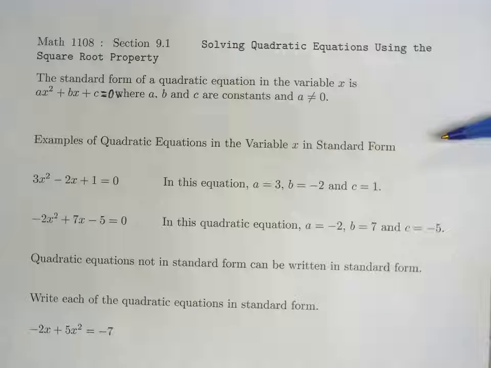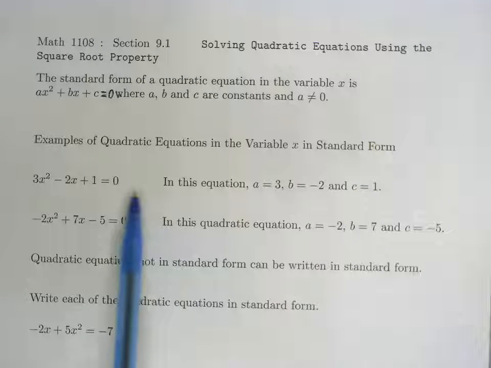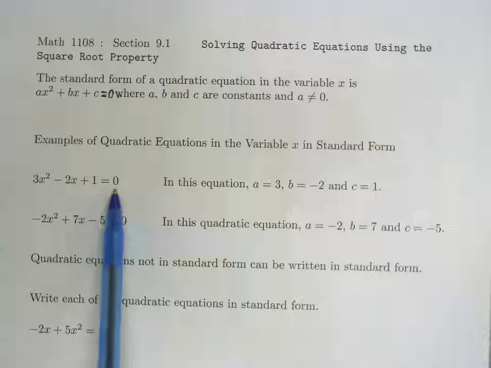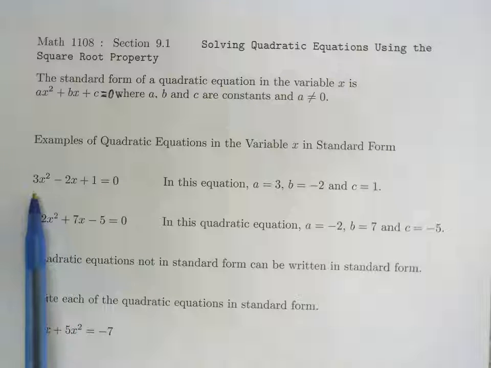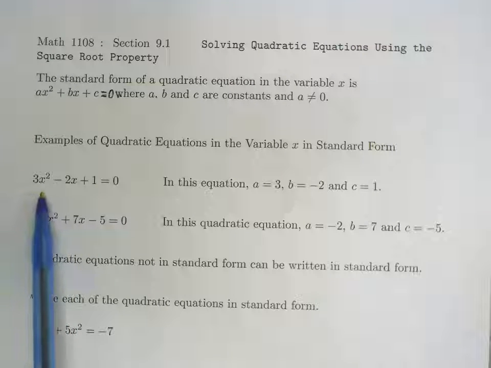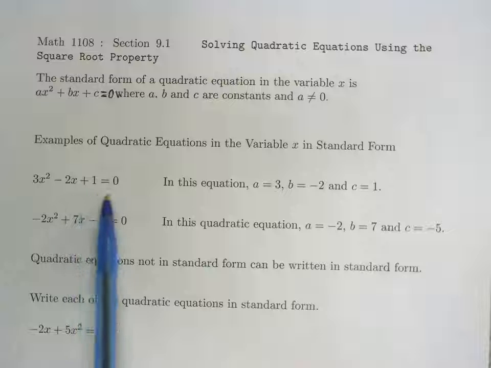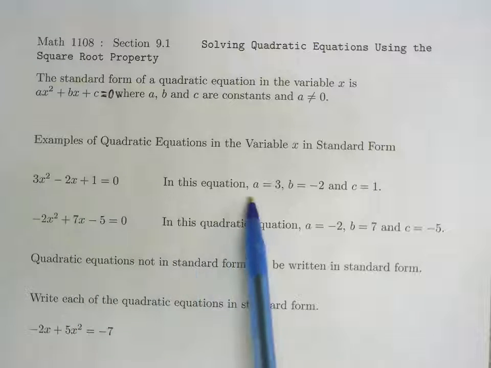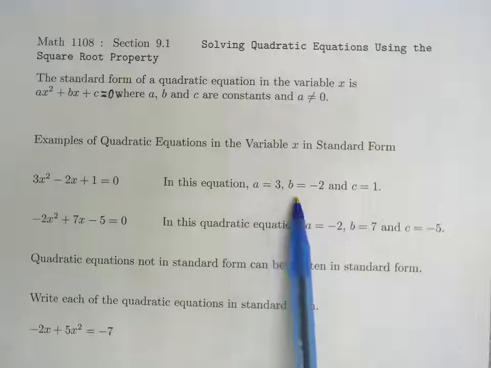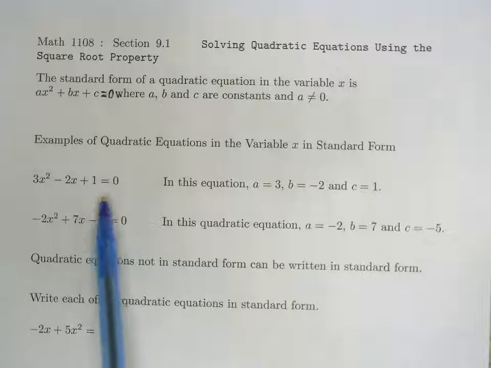Examples of quadratic equations in the variable x in standard form. If it's in standard form, there's always 0 on one side. And this is in standard form: 3x squared minus 2x plus 1 equals 0. In this equation, a is 3, b is negative 2, and c is positive 1.